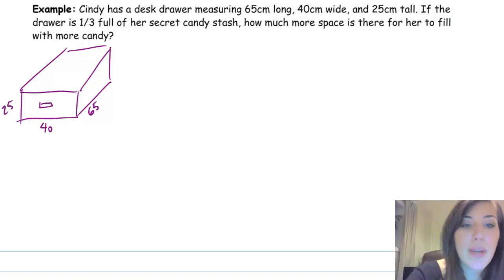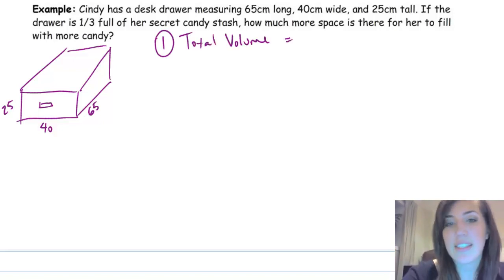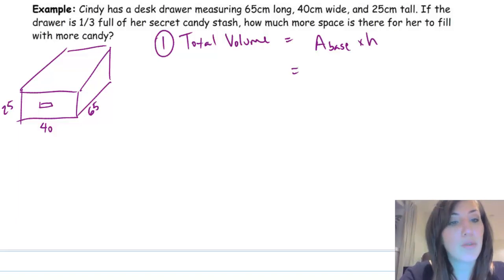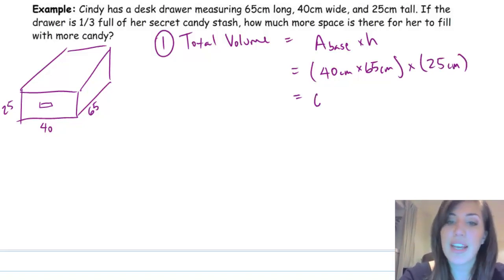So number 1, we need to figure out the total volume, and that is area of the base times height, and we can figure out the area of the base would be length times width. It doesn't matter really which base we choose for a rectangle, because we're going to just multiply them all together. 40 centimeters times 65 centimeters, times our height of 25 centimeters. So if we multiply all these together, we're going to get 65,000 centimeters cubed.